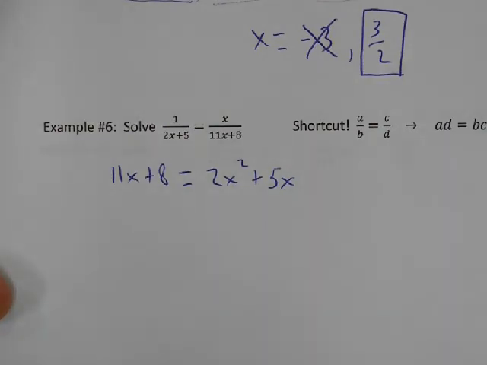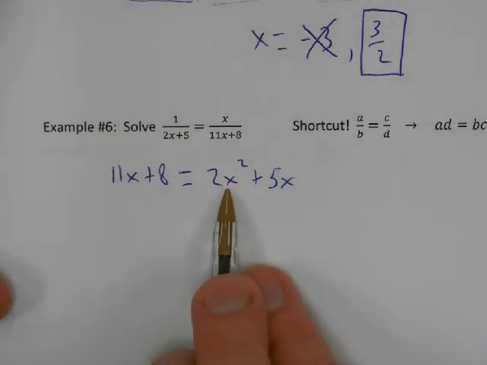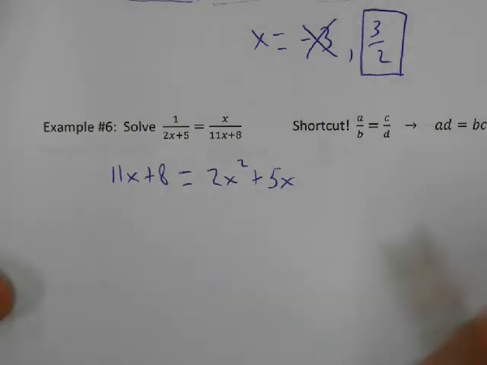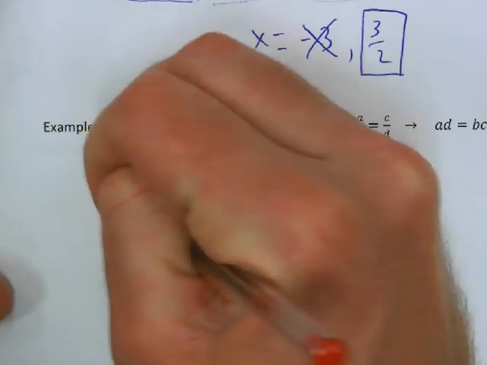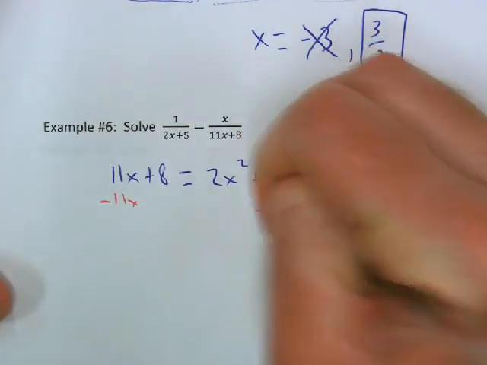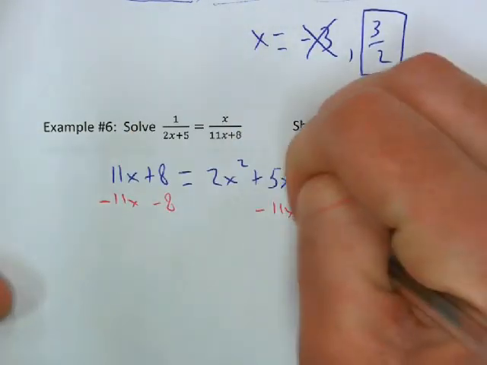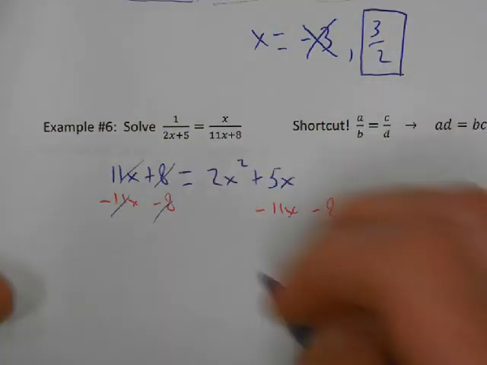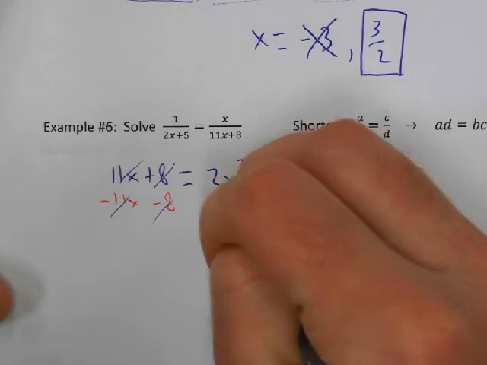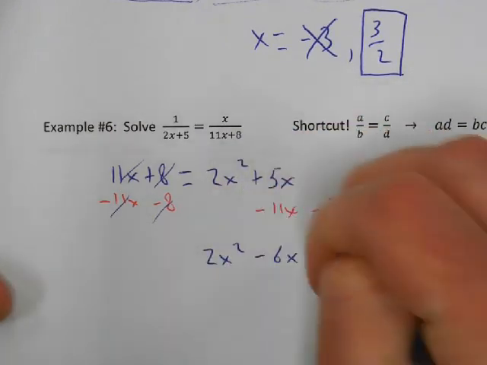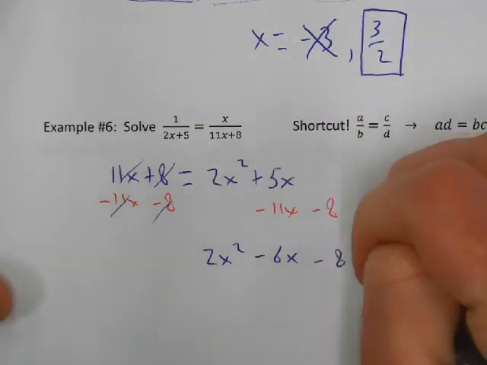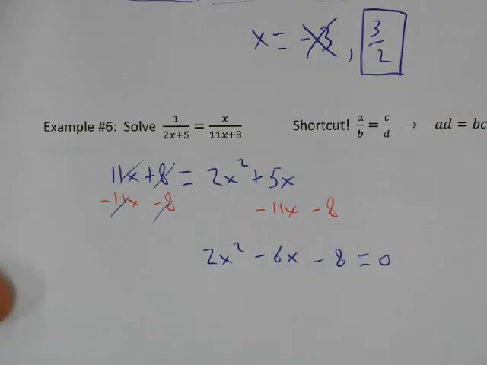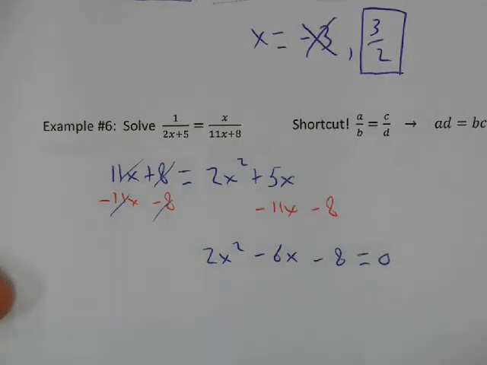Okay. All right, so here to solve this, let's move everything to the right side so I can keep my x squared term positive. So then I want to subtract 11x and subtract 8. And then this stuff is gone, and we get 2x squared minus 6x minus 8 equals 0. Doesn't matter what side the 0 is on, I just like it on the right side better.